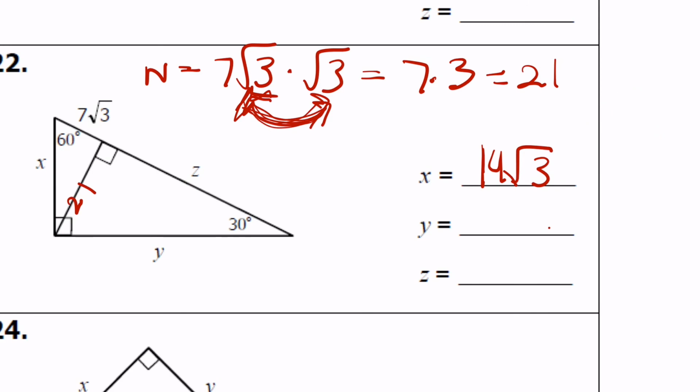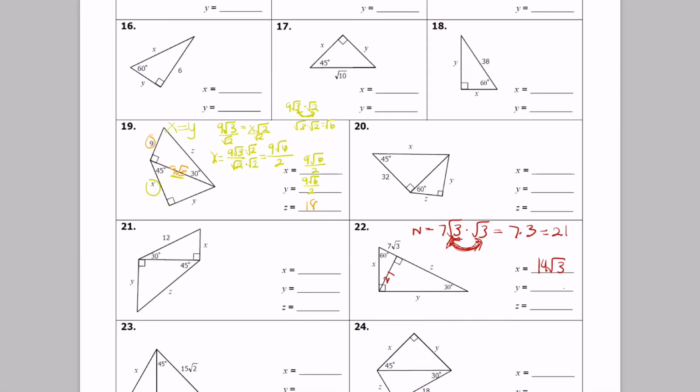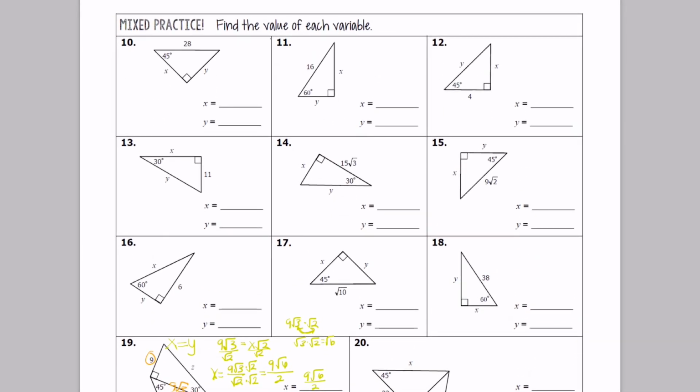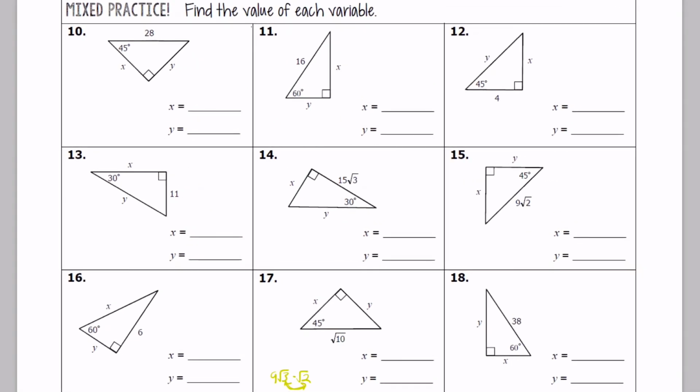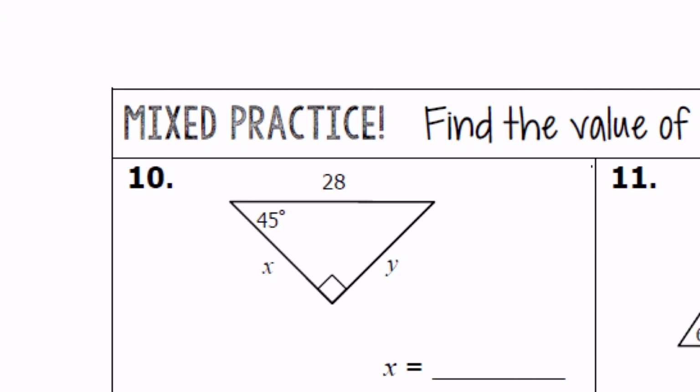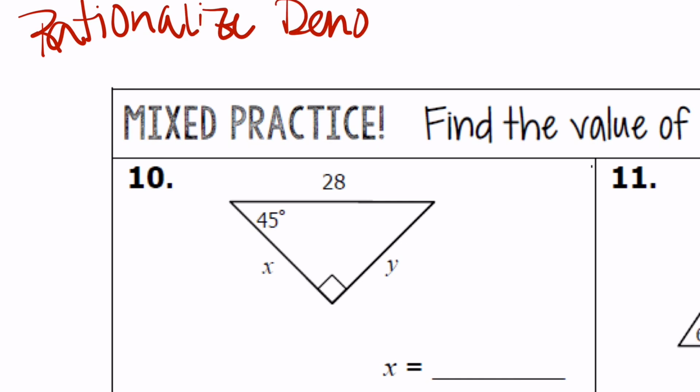Okay. So that is all that I was going to go through for us today. Watch those rules, product rule, quotient rule, when dealing with radicals. Don't forget to rationalize the denominator. I can't stress to you enough how important it is to rationalize the denominator, and maybe I'll even write that up here for you guys. Rationalize denominator.